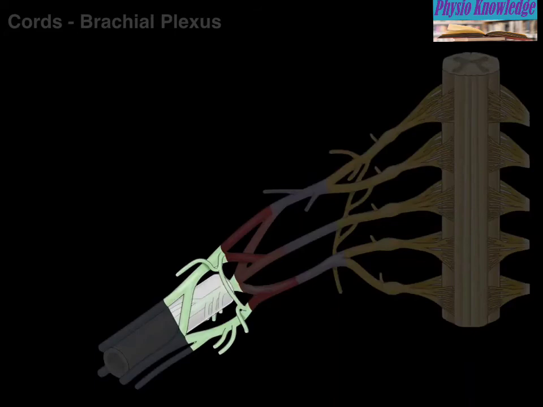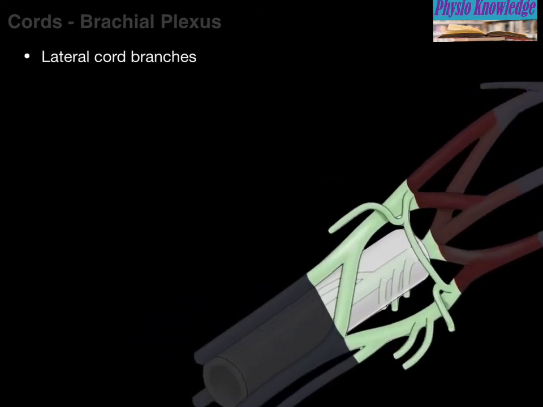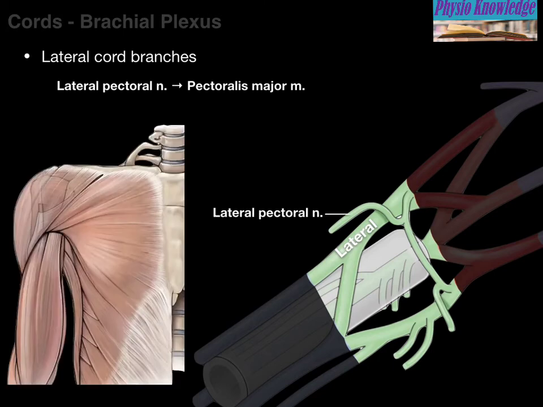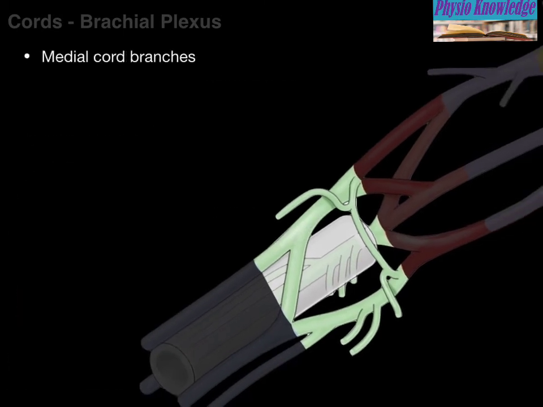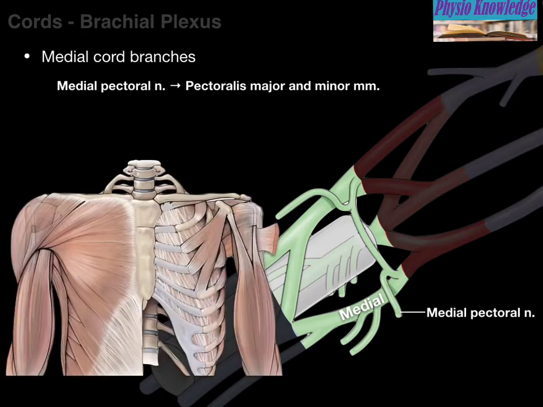Now some of the branches that come off. Well, the lateral cord branches are as follows. There's our lateral cord, and it gives rise to one branch, the lateral pectoral nerve that innervates our pectoralis major. Lateral pectoral nerve innervates the pectoralis major muscle. Then the medial cord, which is there, has the medial pectoral nerve as one of its three branches that innervates both the pec major and minor. There's our medial pectoral nerve, and it innervates both pec major and pec minor.